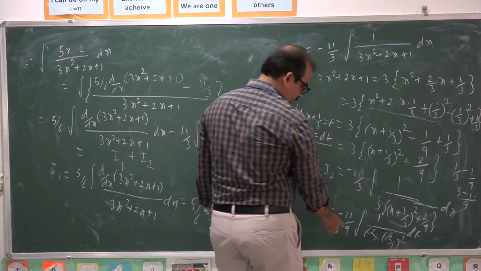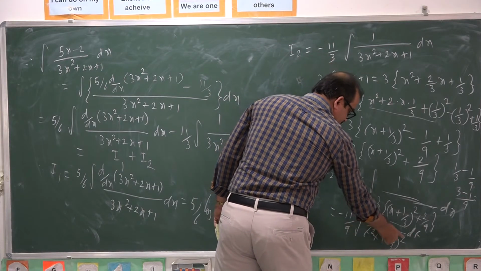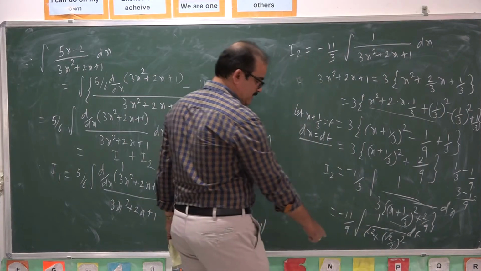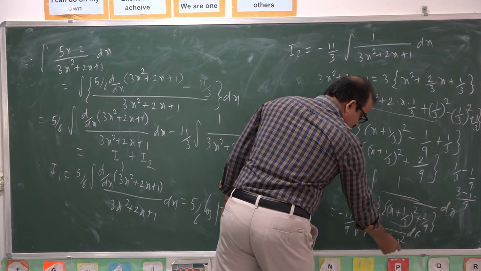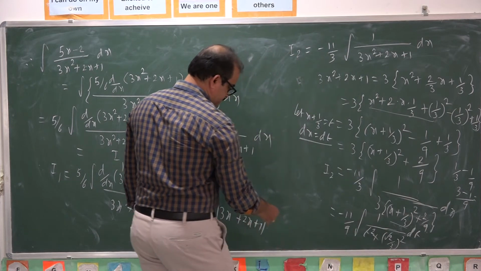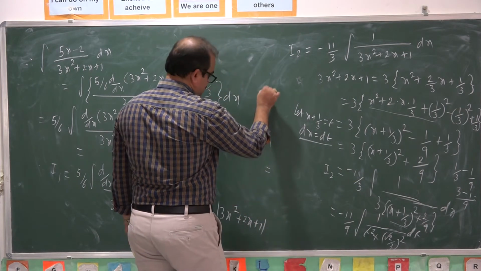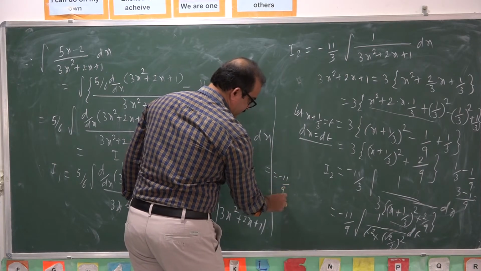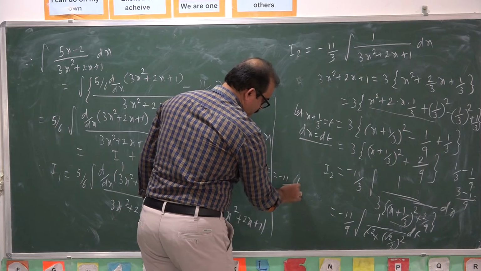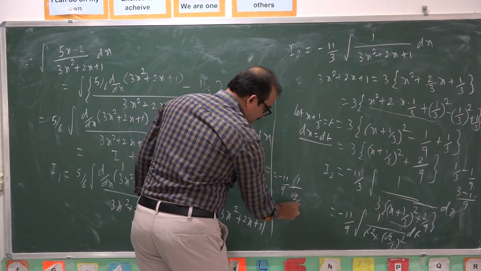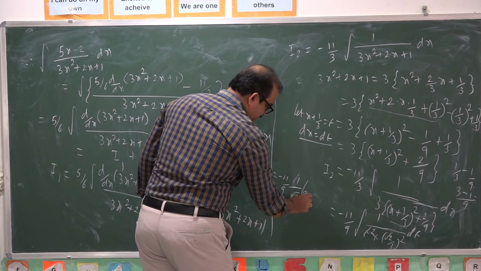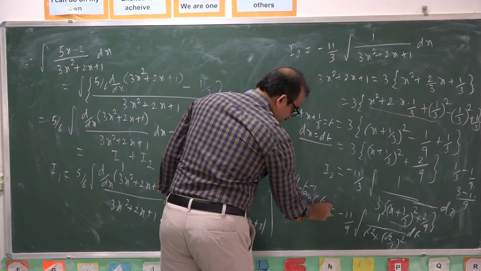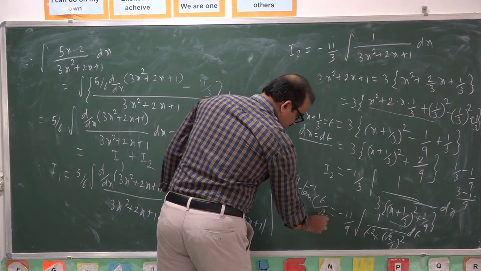Now it is in the form of integral 1 by x square plus a square. The formula is 1 by a into tan inverse x by a. What is a? Root 2 by 3. Apply that formula. We get minus 11 by 9 into 1 by a, 1 by root 2 by 3 into tan inverse t by root 2 by 3.